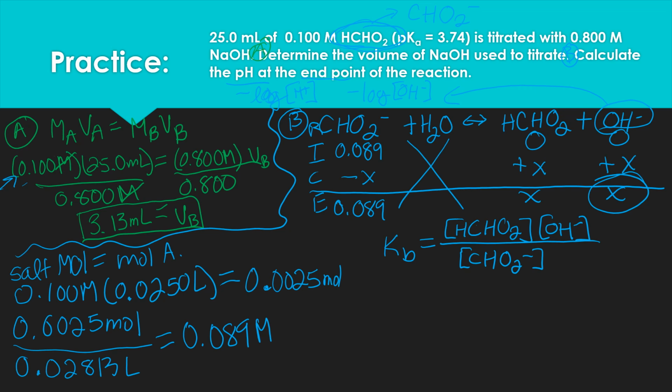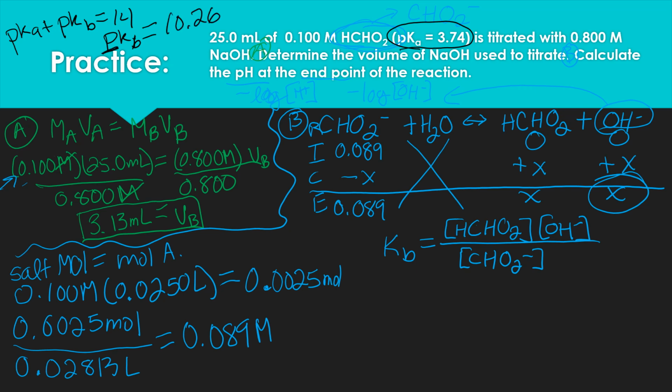All right, now our Kb value, we don't have Kb, but we have some things that can get us there. So we have pKa. On your equation sheet, it has this equation, pKa plus pKb equals 14, just like pH and pOH equal 14. So we can subtract from 14, and our pKb, so pK of the base, would be 14 minus 3.74, 10.26.